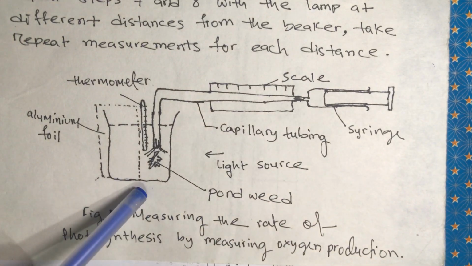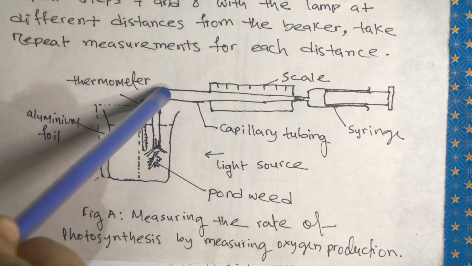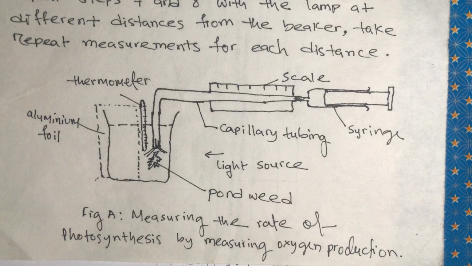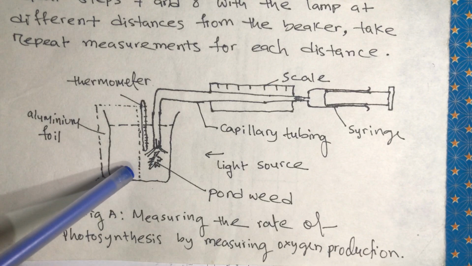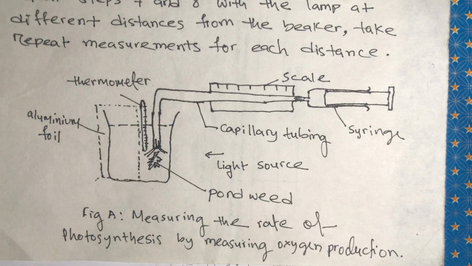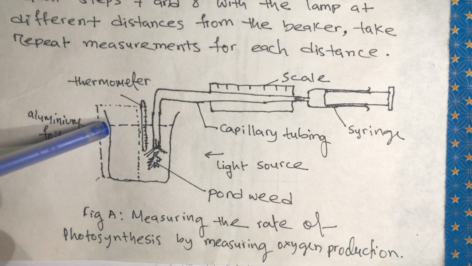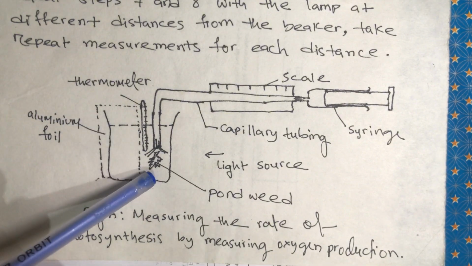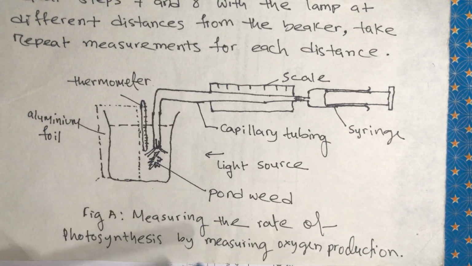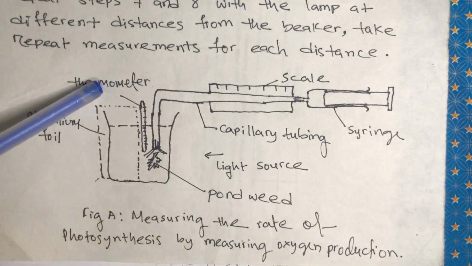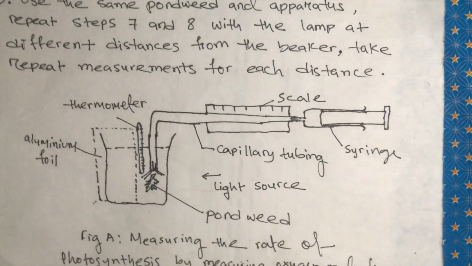We can also count the bubbles it forms, but that is less reliable because it does not show the right amount of oxygen produced. Okay, it just gives an estimated idea. But if we have the volume of oxygen, that is more reliable. And we have the pondweed, the scale, and this is the capillary tubing. Okay, so let me just go with the theory first.